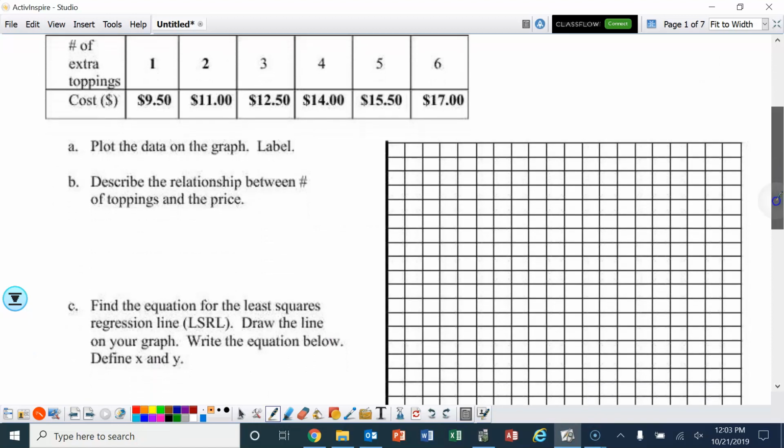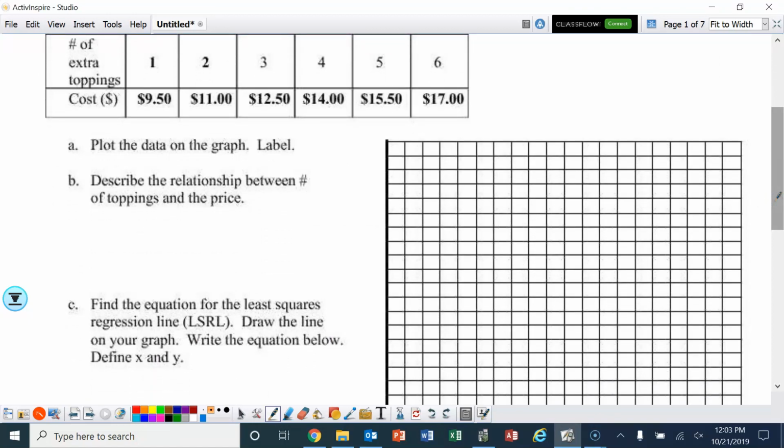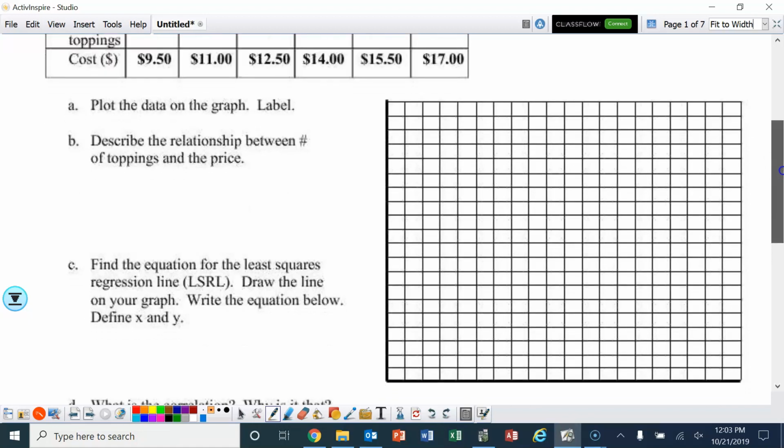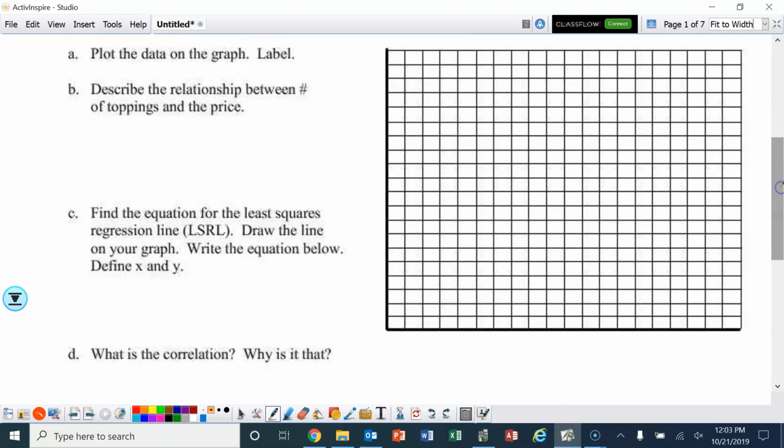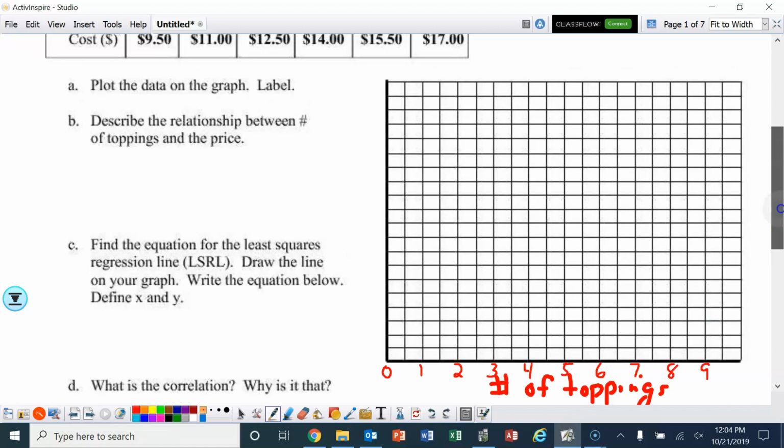And this is the only graph that we're going to do today where we're going to actually put the numbers on the graph. Otherwise, we're just going to sketch them. All right, so we need a label. The bottom is going to be number of toppings. And we're going to put 0 right there in the corner. And then I'm going to skip every other line just so I can use as much of the graph as possible. Okay, I know it doesn't go up to 9, but I just went that far because I could.